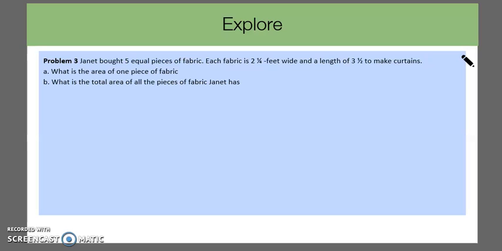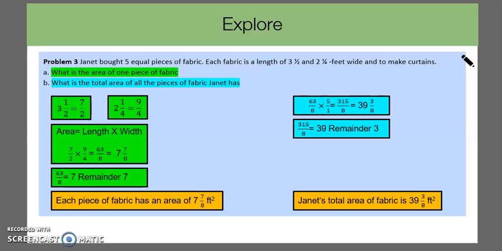Okay, we're going to go on to our next slide. So when we're finding the area of one piece of fabric, it's important that we convert the two values, the length and the width, into improper fractions. After we do that, we multiply across. So here we convert it through our process, then we're going to multiply across. 7 times 9 gives us 63, and 2 times 4 gives us 8.